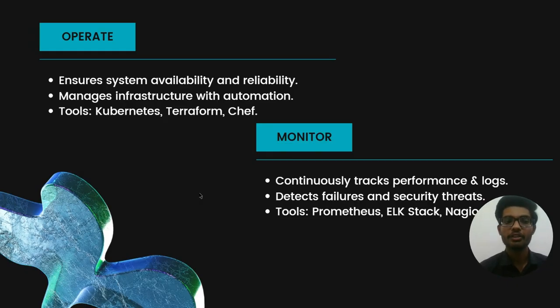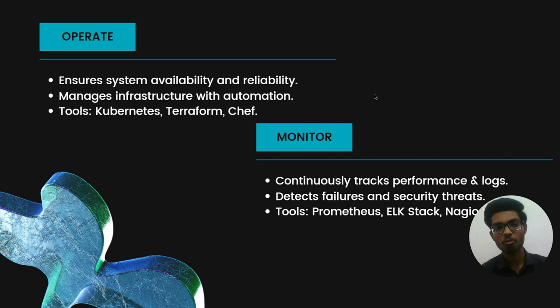In operate, we ensure our system's availability and reliability. Here we check whether there are any performance issues or any logs which are creating issues in our software, and we navigate them back to the development team. Here we manage the infrastructure and automation of our complete software, and for that we again use Kubernetes, Terraform, or Chef. Lastly, the last part is monitoring.